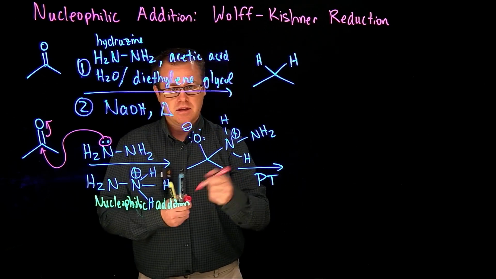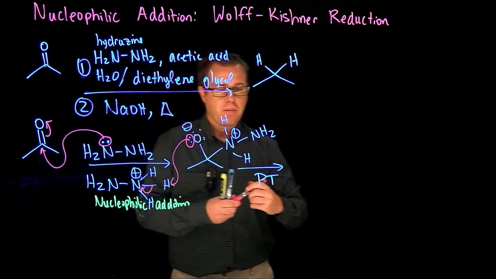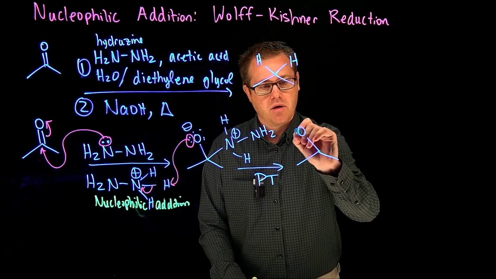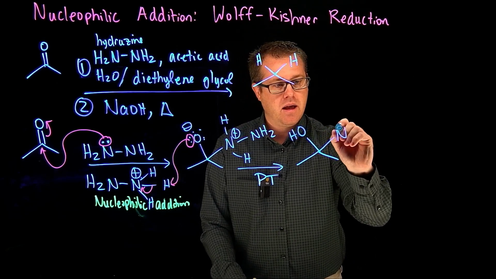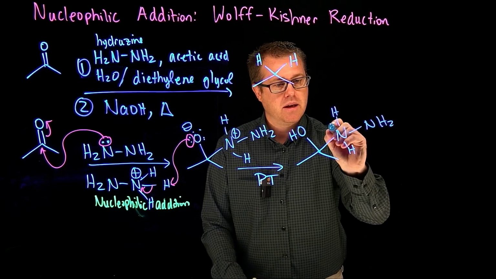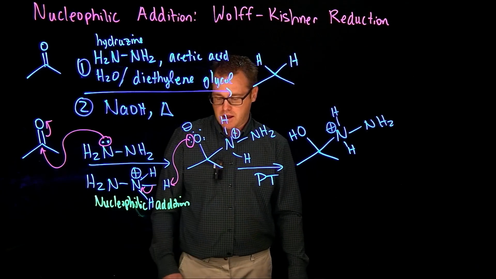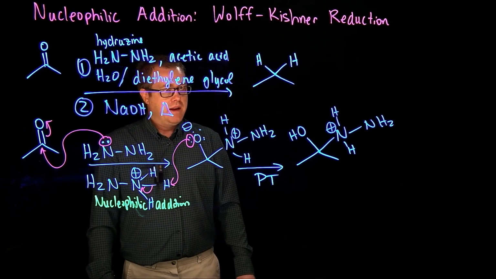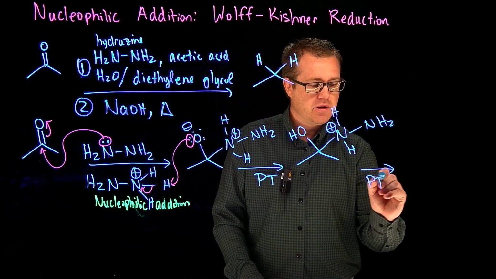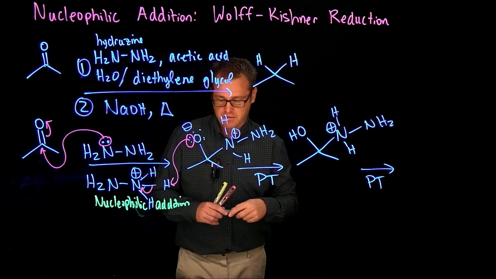And so we're going to do a proton transfer like so to give us OH like so, and H2, that's still going to be positively charged right there. Okay? Now we need to do another proton transfer to get rid of one of those hydrogens there.